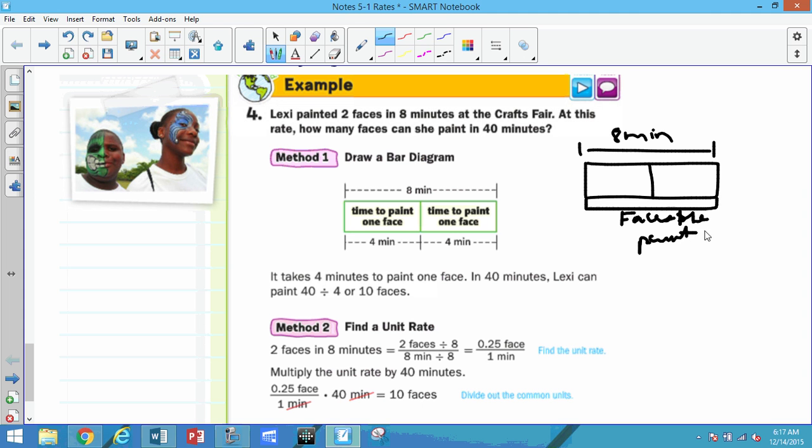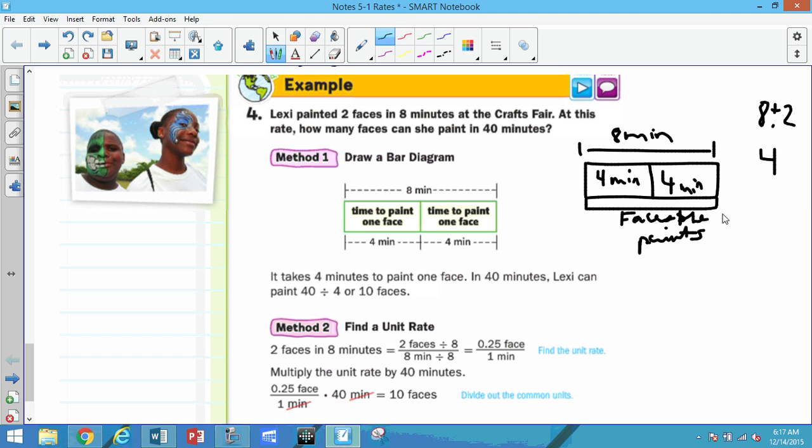Because tape diagrams are so important. This becomes the faces she paints. Okay, so how do I figure that out? I got to do a little bit of math. I got to do 8 divided by 2, right? That's going to give me 4. So that means this is 4 minutes. And this is 4 minutes.